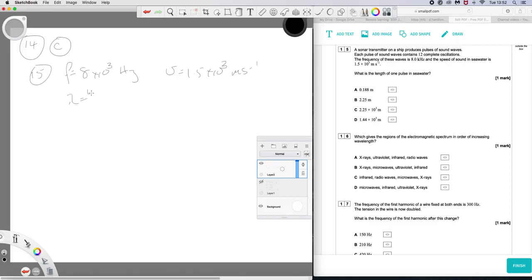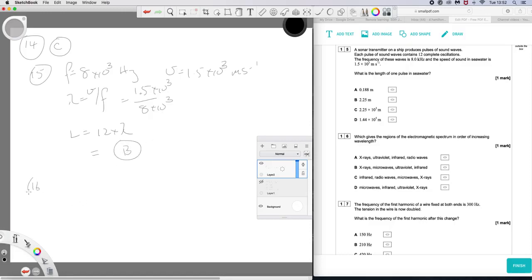So lambda is v over f, which is 1.5 times 10 to the 3, divided by 8 times 10 to the 3. And then the length is 12 times lambda. So if we do all that, for 15, we get 2.25, which is B.